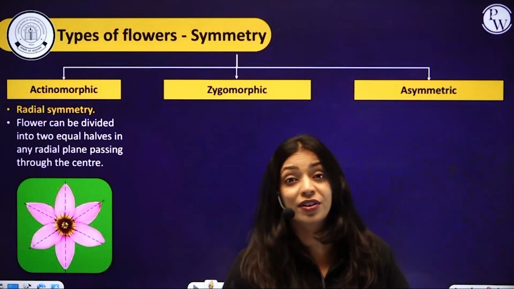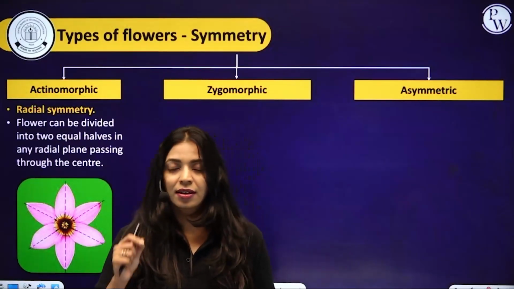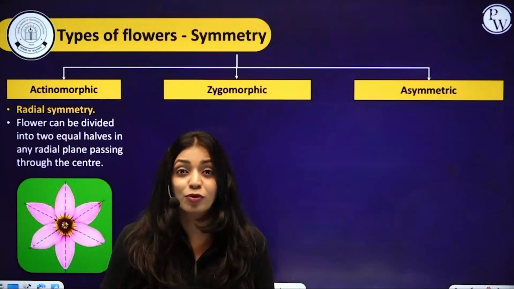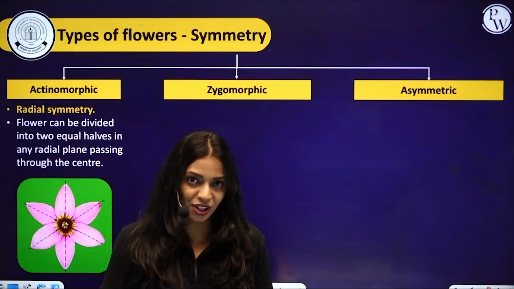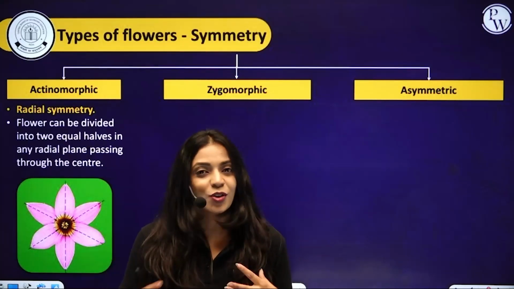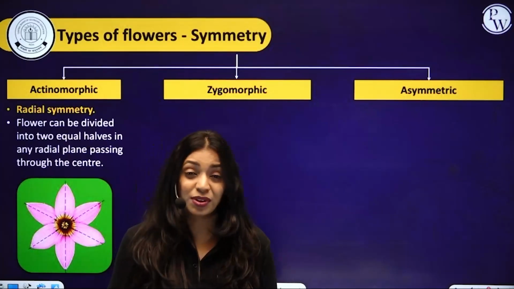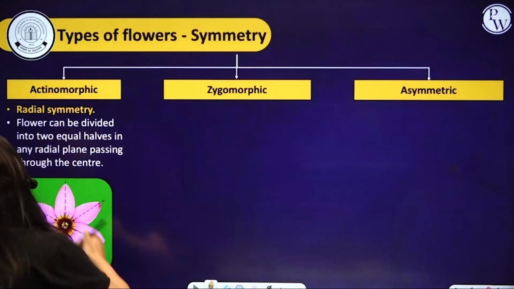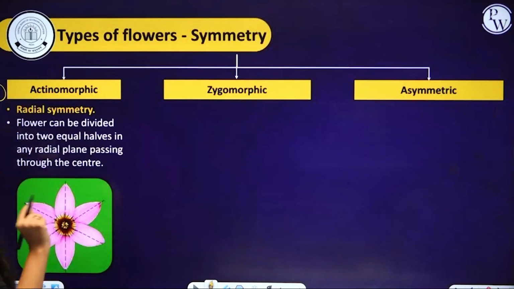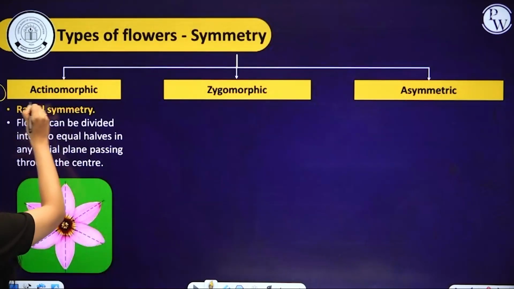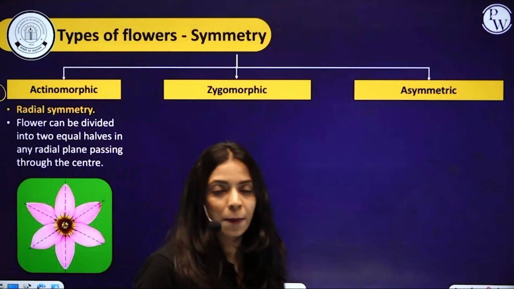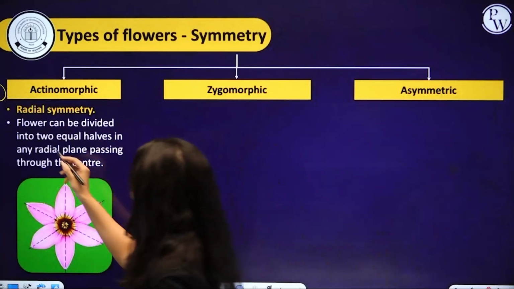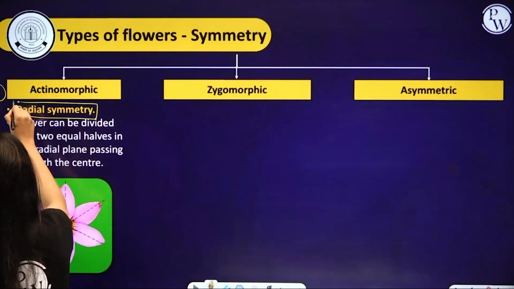Now let's learn about the different types of flowers based on their symmetry. In the chapter called Animal Kingdom, you've already learnt about the different types of symmetry that we observe in animals, right? So here we are going to learn something similar, but with respect to flowers. All right. So the first type of flower based on its symmetry is called actinomorphic. Now these actinomorphic flowers are radially symmetrical, or they exhibit radial symmetry.